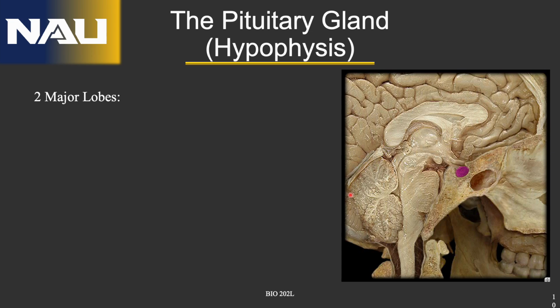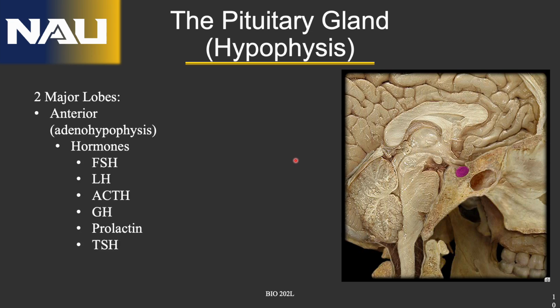It is protected in the hypophyseal fossa of the sphenoid bone right here. And the pituitary gland is one of the most important glands we will see in this course. It is involved in practically all further lectures. There are two lobes for the hypophysis. The anterior part of the pituitary, known as the adenohypophysis, secretes several hormones. There's follicle-stimulating hormone, luteinizing hormone, ACTH, GH, prolactin, TSH. It's a little overwhelming at first, but we will break it down.